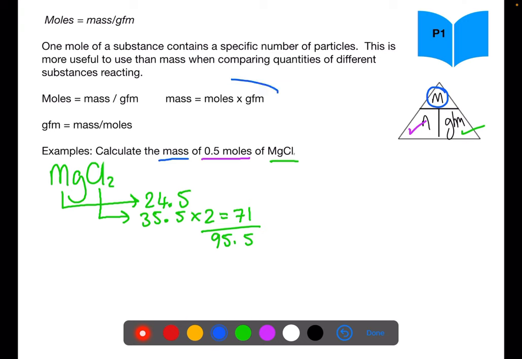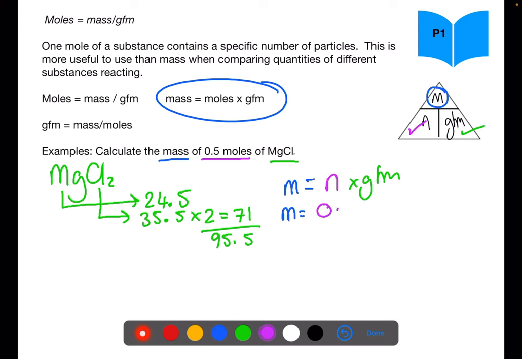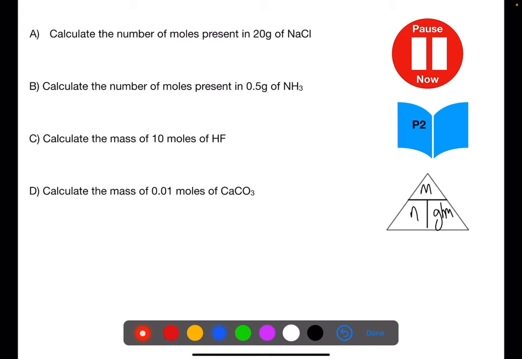We're trying to work out mass, so we take the moles and multiply by the gram formula mass. In this question, we have 0.5 moles of substance with a gram formula mass of 95.5. This means that the mass of magnesium chloride that we have present is 47.75 grams. Pause the video now and try these examples.